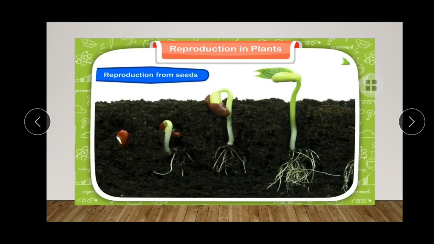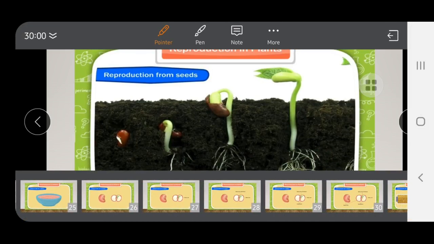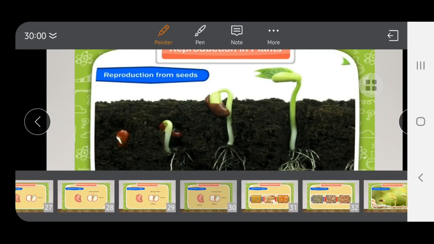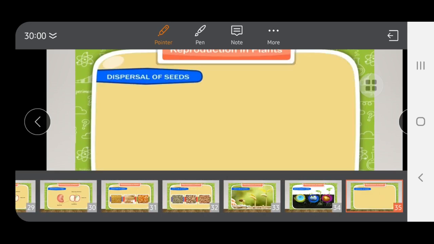And stem. This process of the growth of the baby plant from seed to a young plant is called a seedling. So the process from the seed into a young plant or a seedling is called germination. The process by which a seed starts growing into a seedling is called germination.